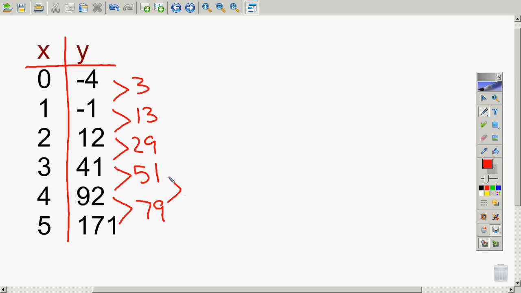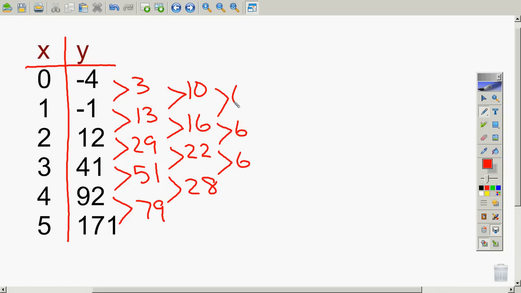And when we go one deeper then, this one's 28. And then you should have gotten for this one 22. You should have gotten for this one 16. And you should have gotten for this one 10. So we've got to keep going. And you get 6, 6, 6.